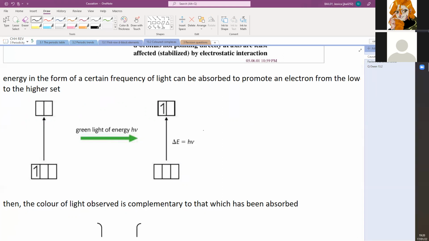So what happens is if I shoot some energy at my atom, whatever it is, and this energy is in the form of light, what can happen is if it's of the correct wavelength, so it's the right energy, I can transition an electron from a lower level to a higher level, like here.